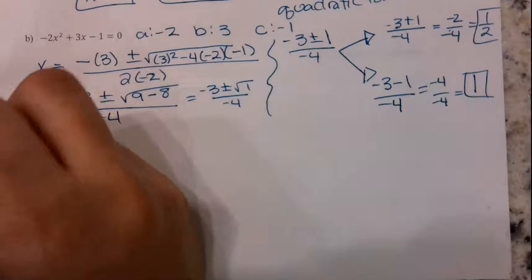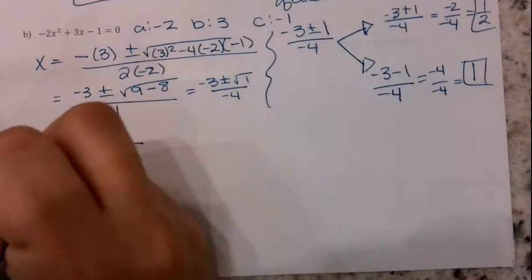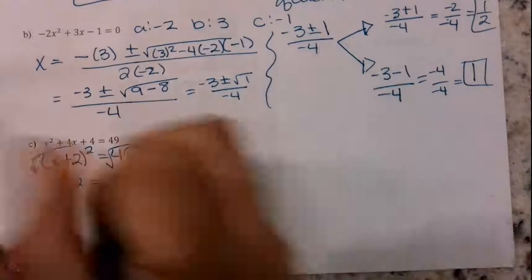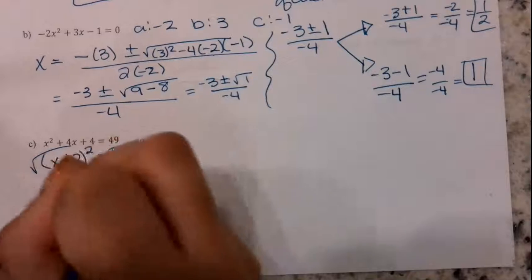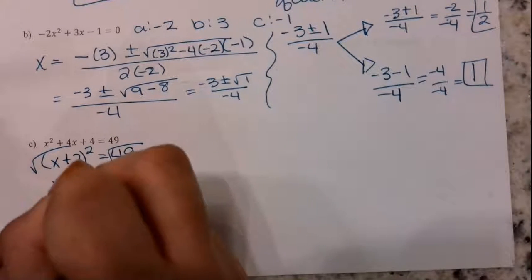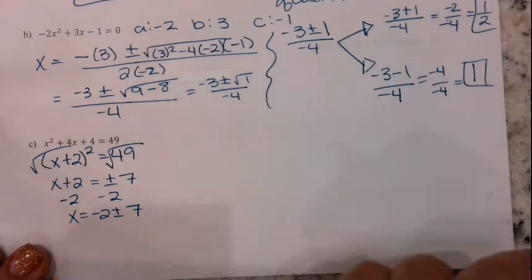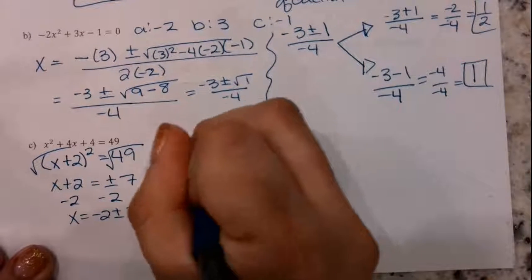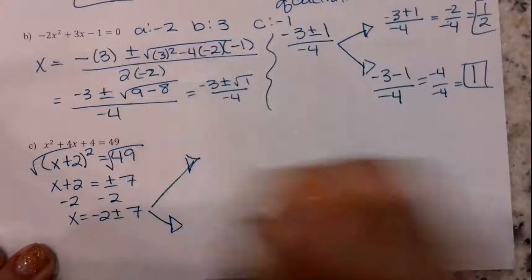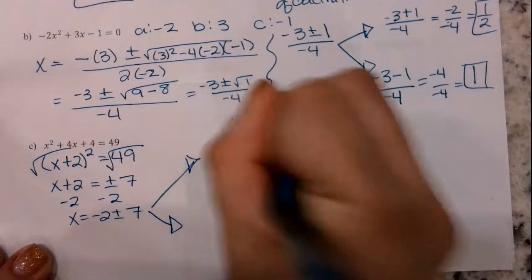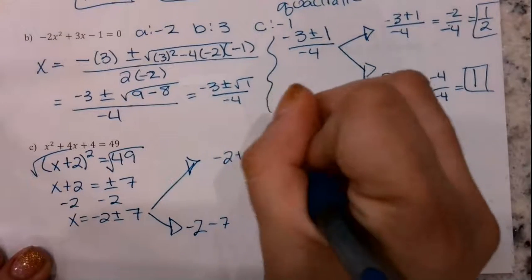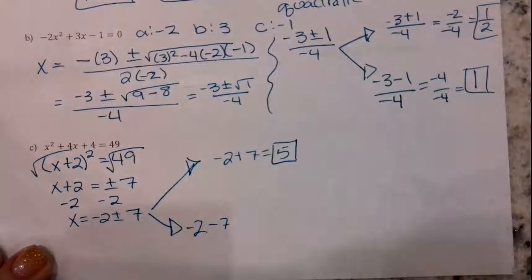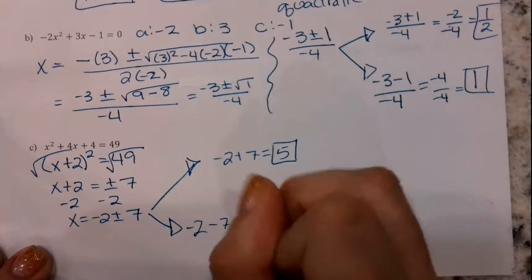And then what I'm going to do is take the square root of both sides. I get x plus 2 equals plus or minus 7. I'm going to subtract 2 on both sides. I get x equals negative 2 plus or minus 7. Now since these are real numbers and none of them have imaginary parts or square roots, I'm going to split it up into 2 equations to solve. So I have negative 2 plus 7, negative 2 minus 7. The first equation gives me positive 5. The second equation gives me negative 9.